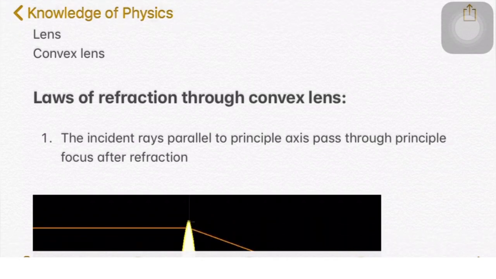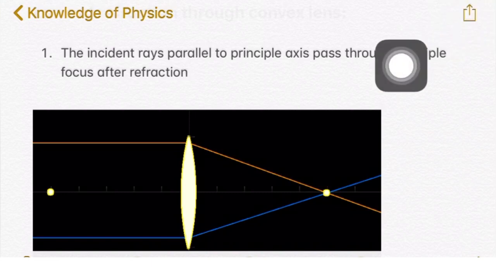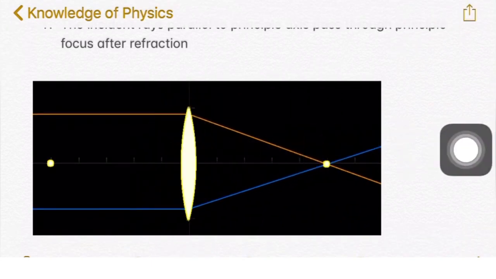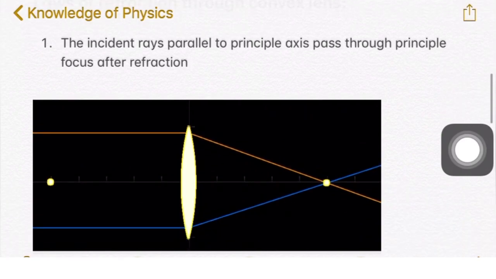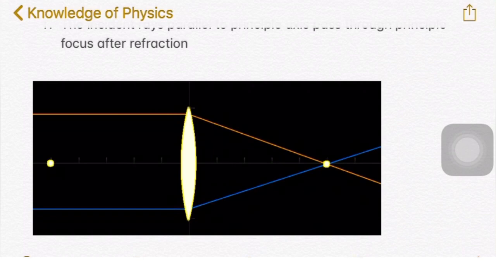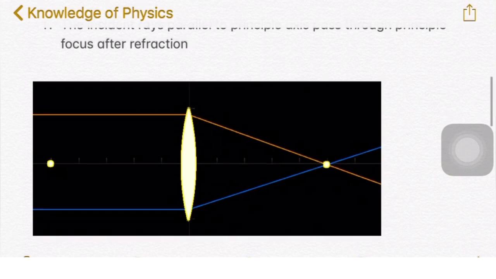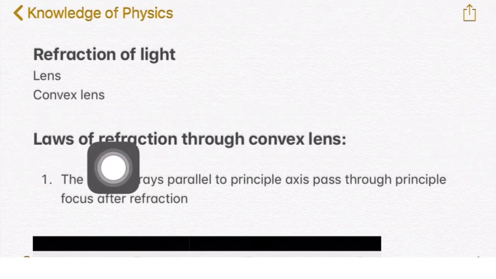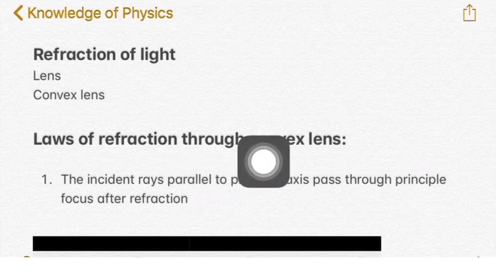The lens which has the middle part thick and the boundary part a little thinner than the middle part is called a convex lens. This lens is also called a converging lens because it converges the parallel incident rays of light to a point called the focus point after the refraction. So now let's discuss the laws of refraction for the convex lens.